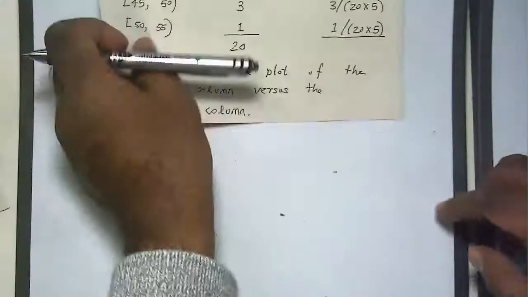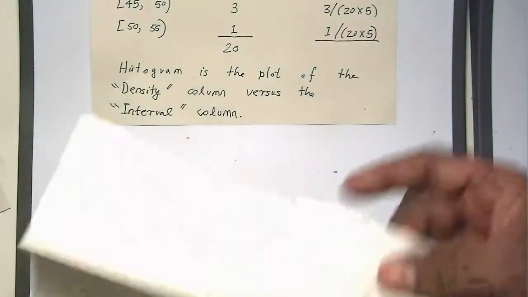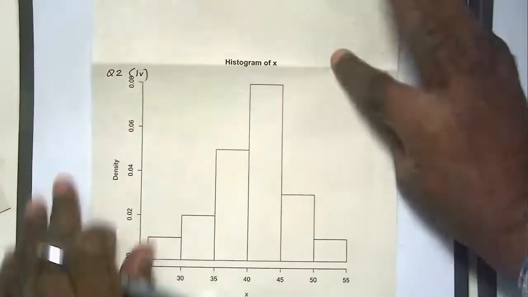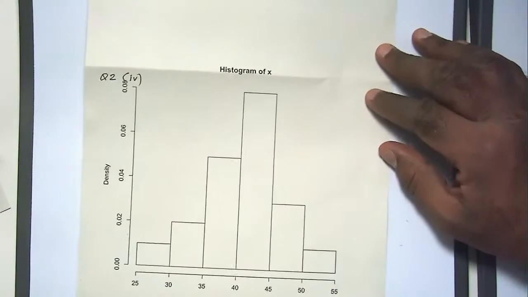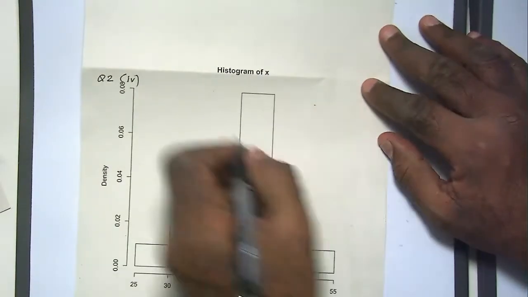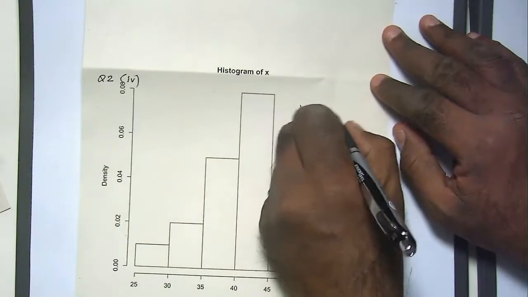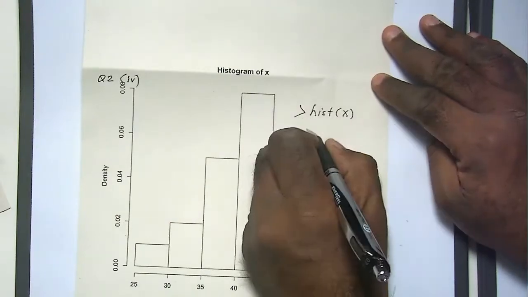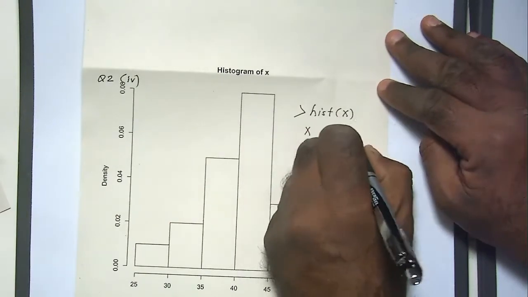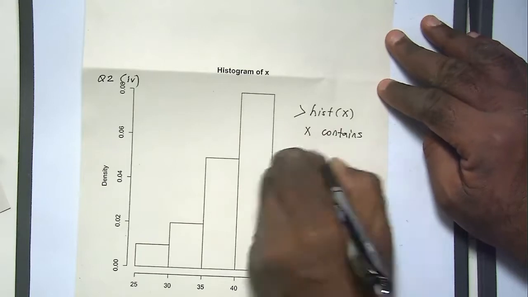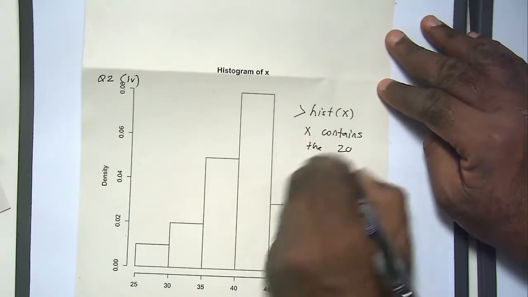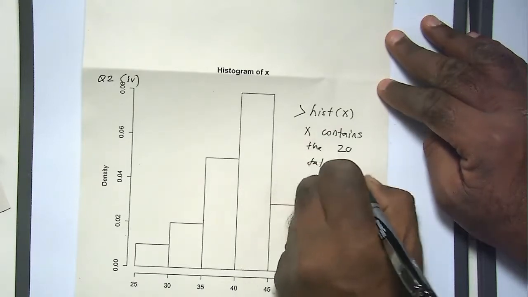And I'm lazy to do the plotting, so I just plotted it. I just drew it using the computer, or the R. In R, by the way, if you want to draw this in R, all you have to do is just type hist x, where x contains the 20 data values.